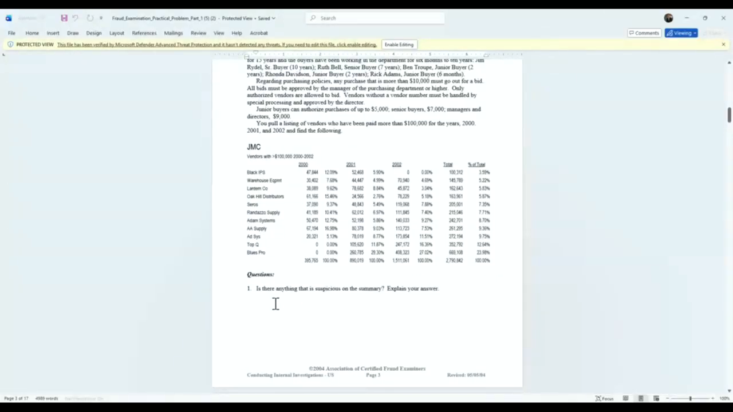Okay, so question 1. You tell your boss you've been looking at this information, and there's something a bit suspicious. And if you notice, these 2 companies at the bottom, TopQ and Blues Power, they had 0 in 2000. Again, this is going back a few years, obviously, 20-some years. If you want to add a 20 and make it 2020, 2021, 2022, that'd be fine. But these 2 in 2020 had 0. But by 2022, look at all the business they got.